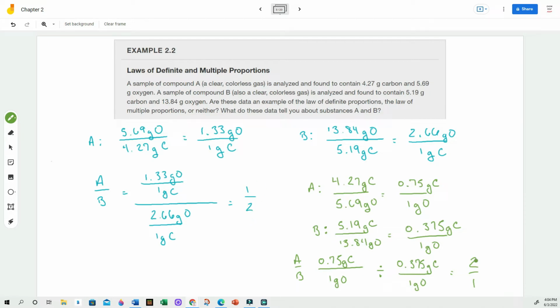So again, this one says that compound A has twice as much carbon per oxygen as compound B. But basically, they both are showing the law of multiple proportions, and you're going to get the same reduced ratio. It doesn't matter if you start with grams of carbon over oxygen or oxygen over carbon.